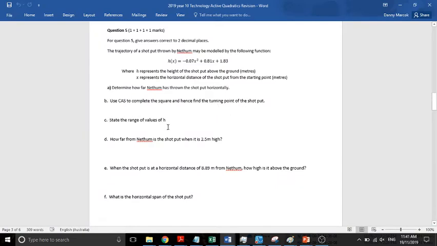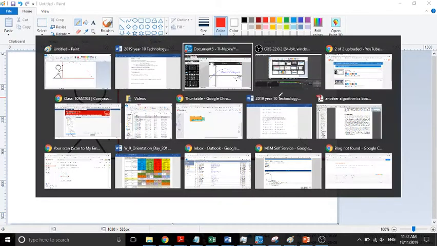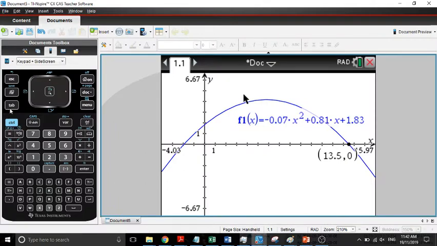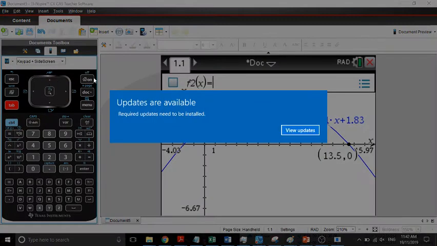The next question says state the range of values for h. Oh, sorry. Use CAS to complete the square, hence find the turning point. So what we're going to do is go back to CAS. I'm going to press Tab to open up the entry line.